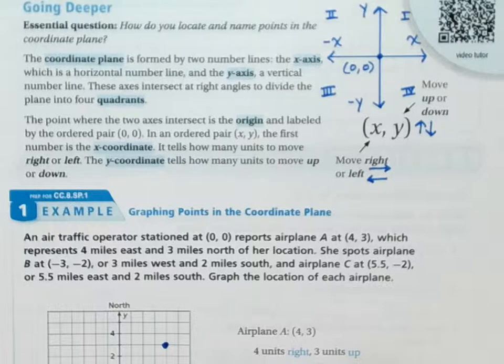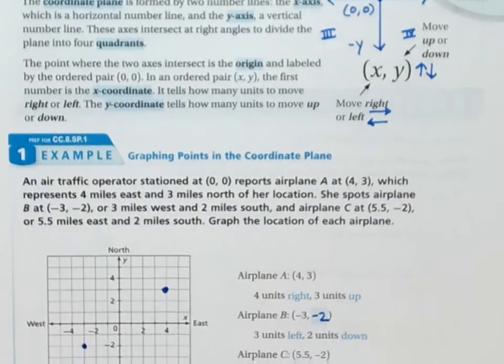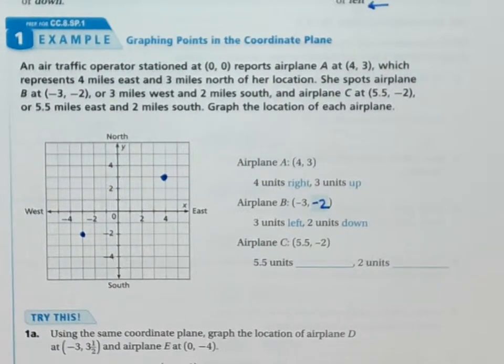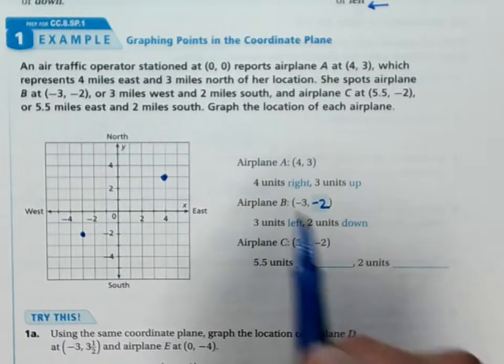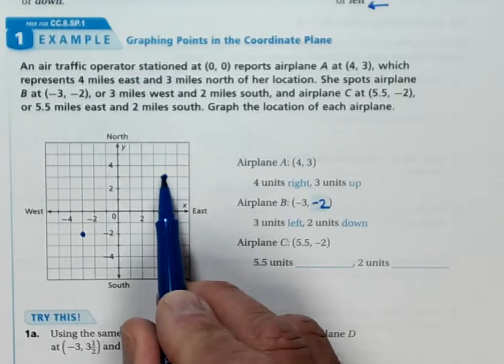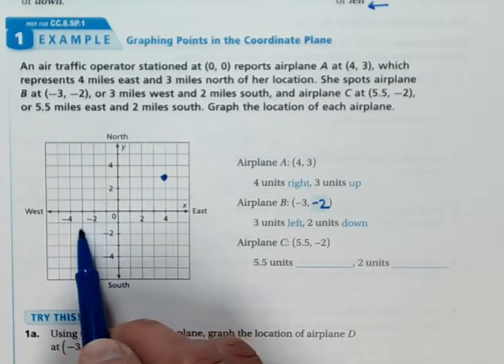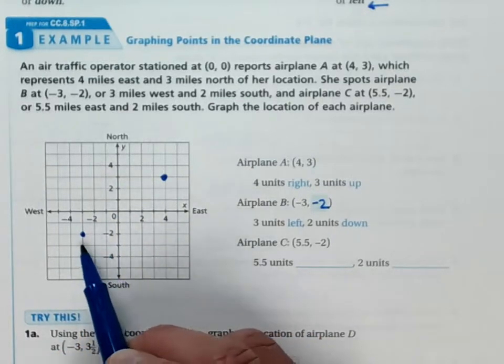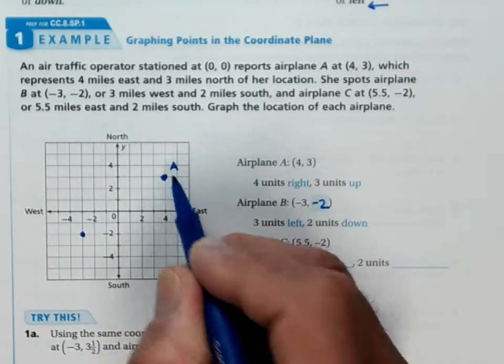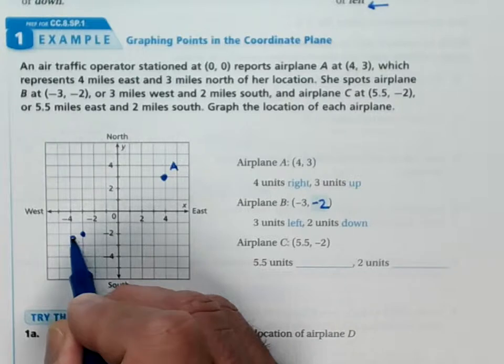Airplane B, -3, -2. Now I have two dots on my graph now. Sorry about that. Let's do that again. This was A, 4, 3, and this is B, -3, -2. Now because I have two dots on my graph, I need to identify them. So this is plane A, this is plane B.